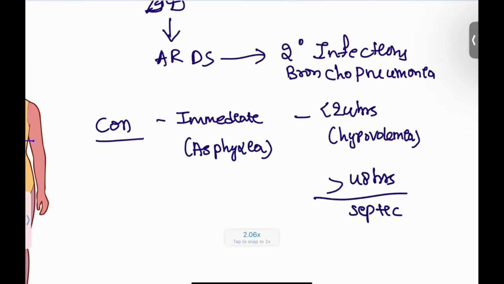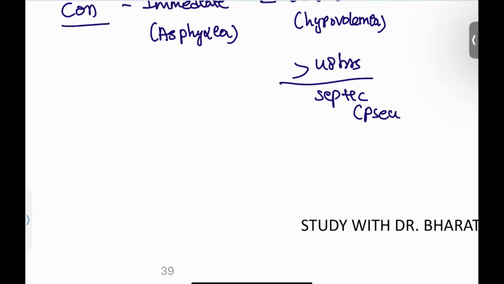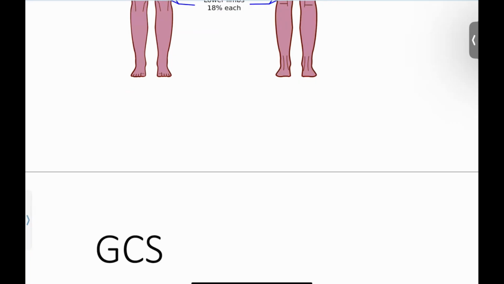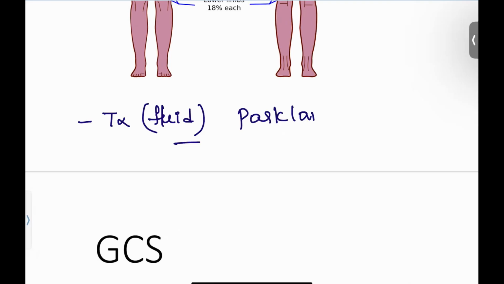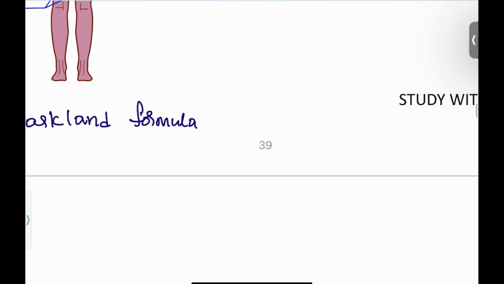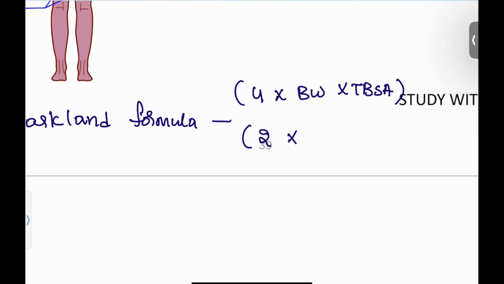And what is the organism that is involved in this septic shock? That is Pseudomonas. Okay, Pseudomonas. And most commonly, the question is asking how to treat this patient. So treatment is always fluid resuscitation. Okay, you have to maintain the fluid. For this, the formula we can use is the Parkland formula. In the Parkland formula, previously we used 4 into body weight into total body surface area involved. So this is the old formula. Nowadays, it is cut short to 2 into body weight into total body surface area that we are calculating.